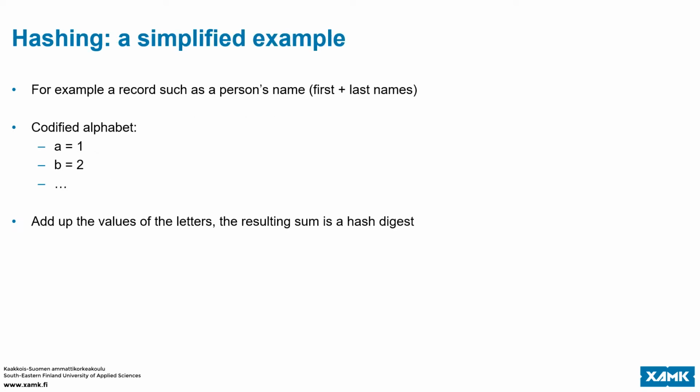So how does hashing work then anyway? Let's consider a very simplified example. This of course is not a cryptographic hash, but it will demonstrate the idea. So let's take a record such as someone's name. Let's say that name is my name, which is going to be Timo. And let's codify our alphabet somehow. Let's use a fairly simple codification so that A becomes a 1, B becomes a 2, and so on.